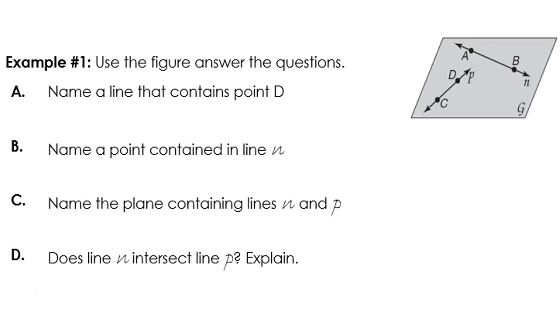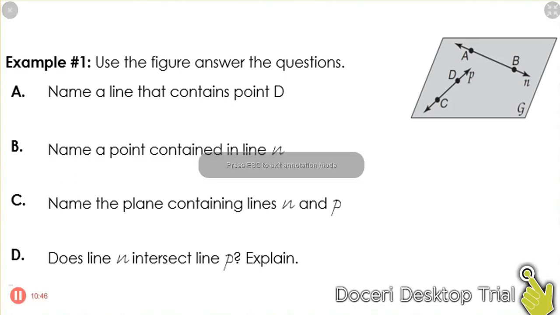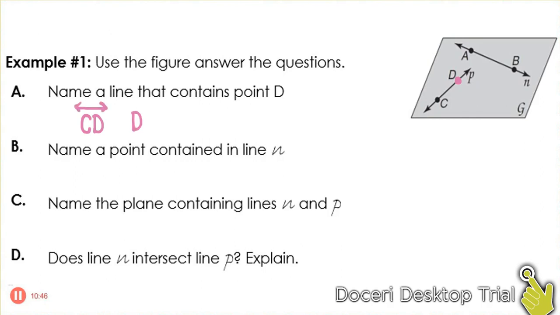All right, so now for some examples. We're going to use the figure to answer the question. Name a line that contains point D. So we're going to find and locate point D, which is right here. So you actually have 2 ways to name that line. You can name that line CD. You could name it DC, doesn't matter the order of those letters. Or we can name it with that lowercase script letter, line P.